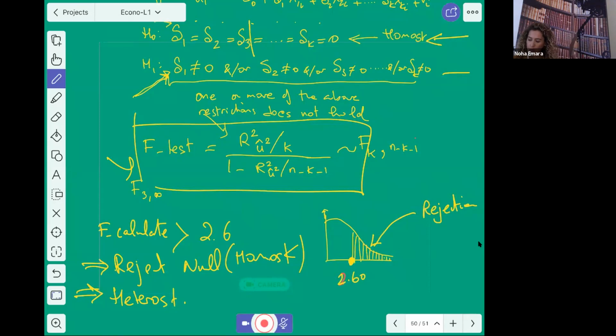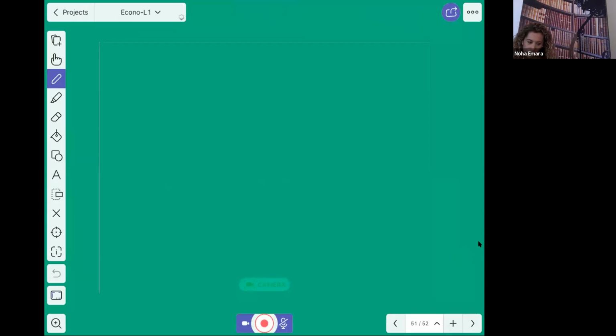The other test, the LM test, actually makes use of the same regression. So number 2, the LM test, which is called the Lagrange multiplier test.